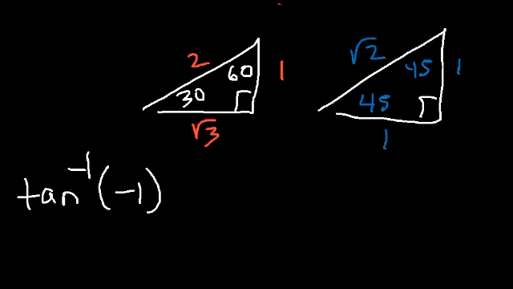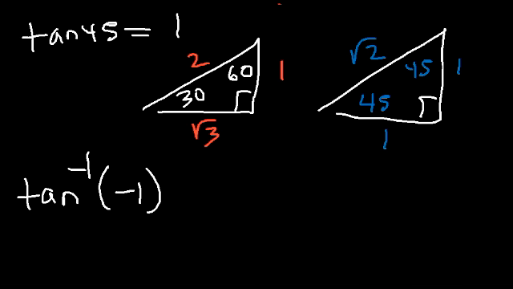Which one would you use? Now, if we use the 30, 60, 90 triangle, you need to divide two sides, opposite over adjacent. If it's 1 over root 3, that's not going to give you 1. Root 3 over 1, it won't work. The only one that's going to work is the 45, 45, 90 triangle, because 1 over 1 is 1, which means that it's 45. Tangent 45, opposite over adjacent, 1 divided by 1 is 1.